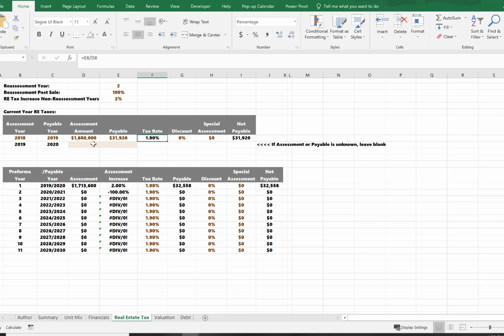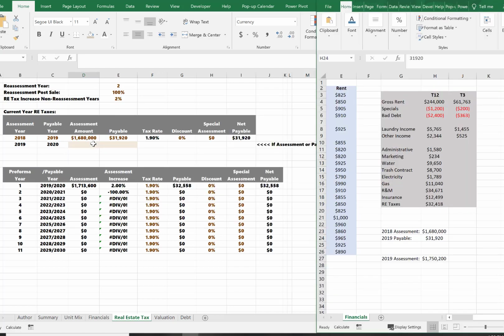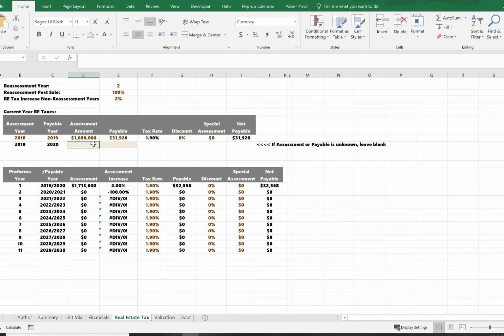So we know what the assessment is, $1.75 million. We still don't really know what the consequences are going to be of this 100% reassessment 2 years after sale, because we haven't entered in a price yet. So once we enter in the price we're going to pay for this, then this table will be a lot more valuable. So that's the next step.